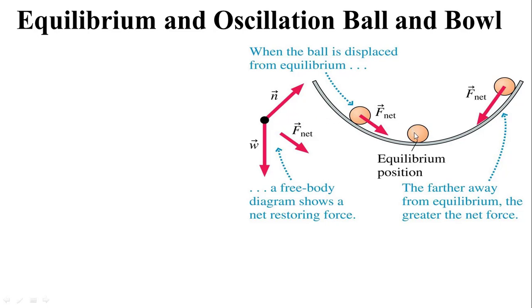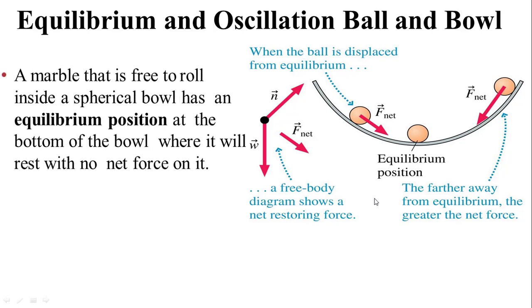In this diagram we will discuss that this point is the equilibrium point, and the further away from the equilibrium, the greater the net force. Now here we can see that when the ball is displaced from the equilibrium, the net force is in this direction. The net force acts on the body in this diagram, and according to Hooke's law it obeys F is directly proportional to minus X.